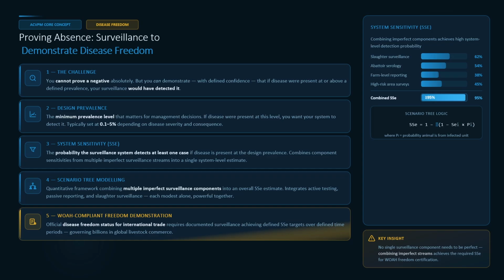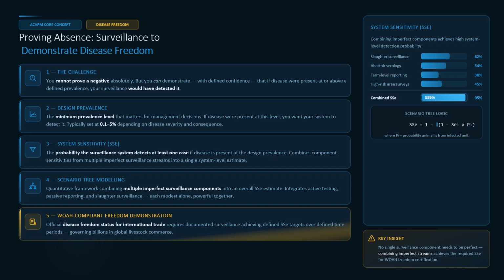Here's a question that sounds almost philosophical but is deeply practical. How do you prove a disease is absent? You cannot prove a negative, absolutely. What you can do, and what this slide is all about, is demonstrate with defined confidence that if disease were present at or above a chosen prevalence, your surveillance would almost certainly have caught it. That's the entire logic behind proving disease freedom.